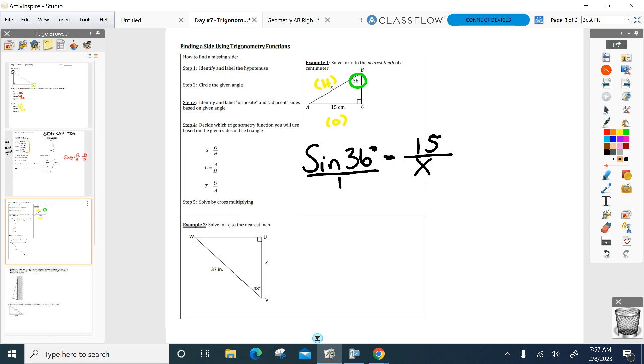How do we solve proportions this year? Cross multiply. Everybody ready? So let's do 1 times 15. So 15 equals, cross multiply going this way, sine of 36 times x. So that's all I did when I cross multiplied. 15 equals sine of 36 times x. Got to get x by itself. Even if you're wrong, who cares? What do you think I have to do on this right side to get x to stay there all by itself?